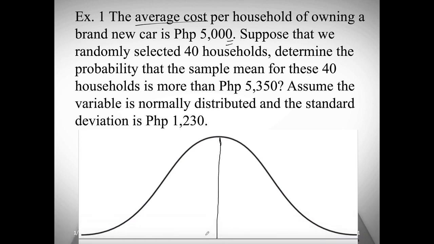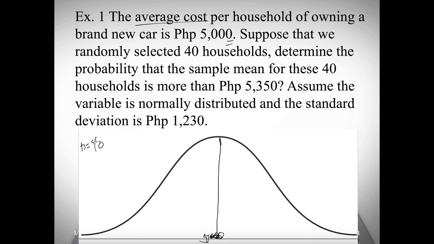At lumalabas na naman yung dock ko. Basta 5,000 yan, ha? Ang hirap magsulat pag nasa baba na yun. Nag-ground na siya. So, 5,000. And tapos 40 daw yung household. So, lagay natin dito n is equals to 40 na sinelect nila.